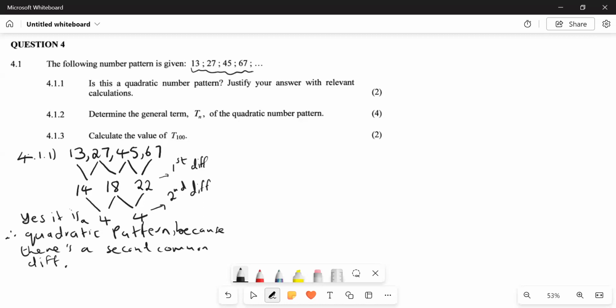Let's go to question 4.1.2. Determine the general term Tn of the quadratic pattern. So the standard formula for the general term of a quadratic pattern is as follows: Tn equals an squared plus bn plus c. So the only thing that you actually need is the value of a, the value of b, as well as the value of c. Are we still following?